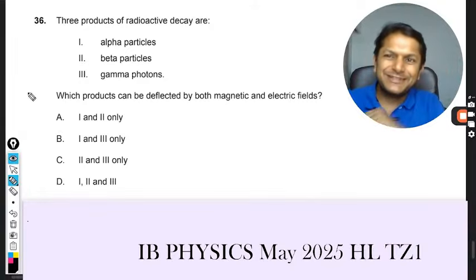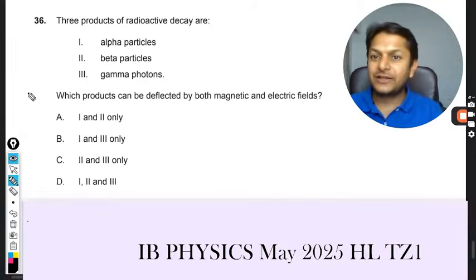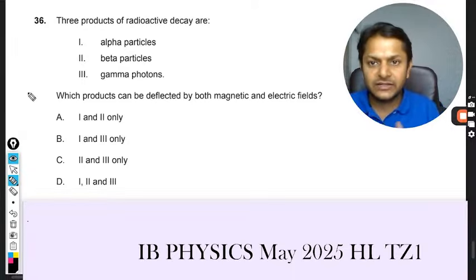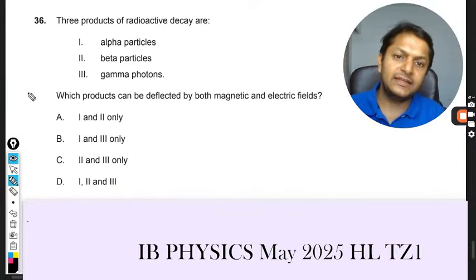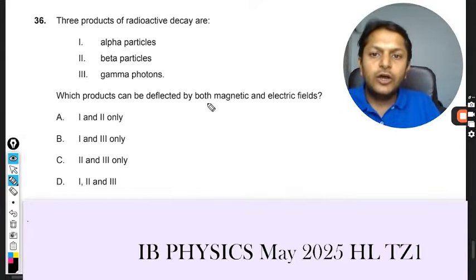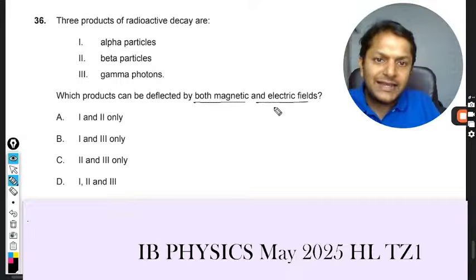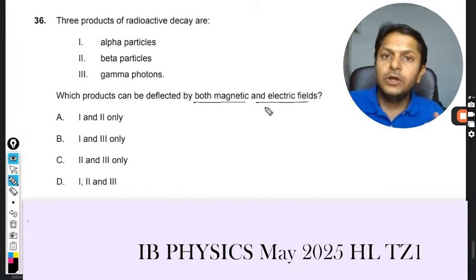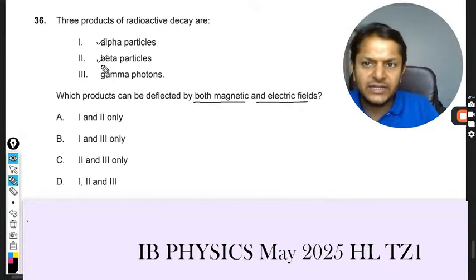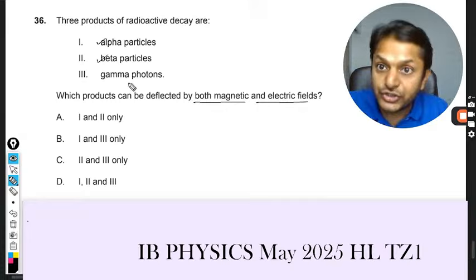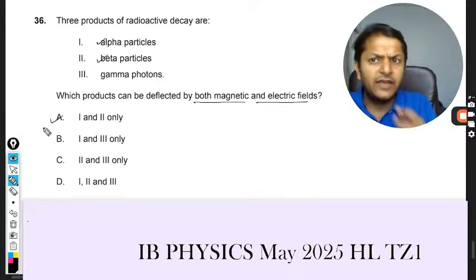Okay, student, let's see what is there in this question. 3 products of radioactive decay are alpha particles, beta particles, and gamma photons. Which products can be deflected by both magnetic and electric field? So magnetic and electric fields will be able to deflect the charged particles. So alpha is a charged particle, beta is a charged particle, gamma is not charged. So 1 and 2 will be the answer. A will be the correct answer.